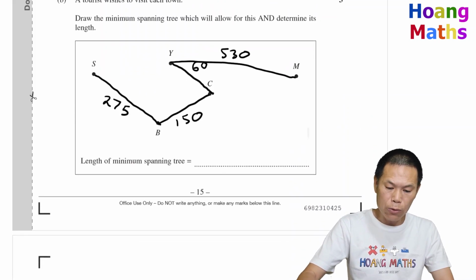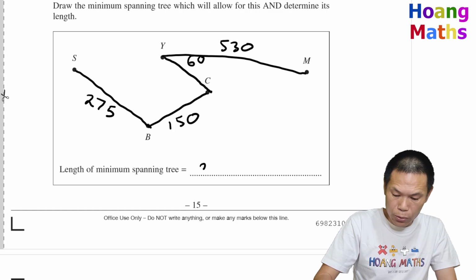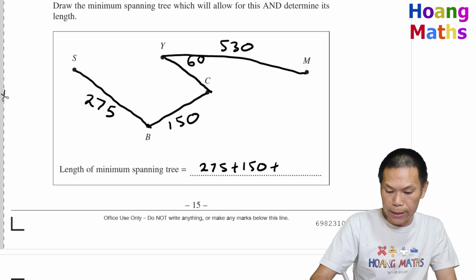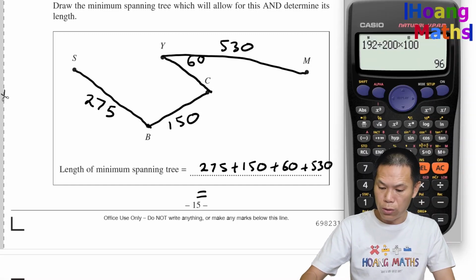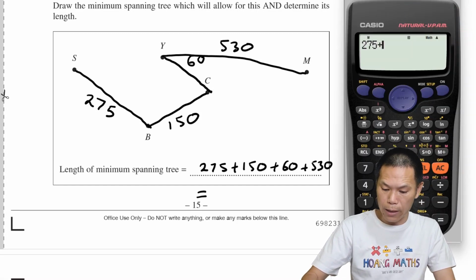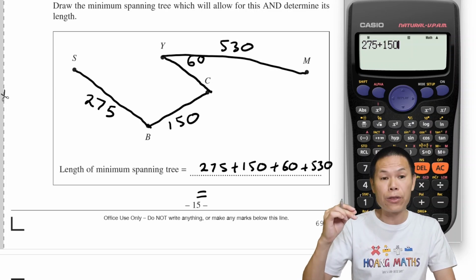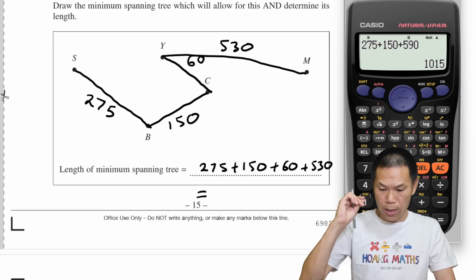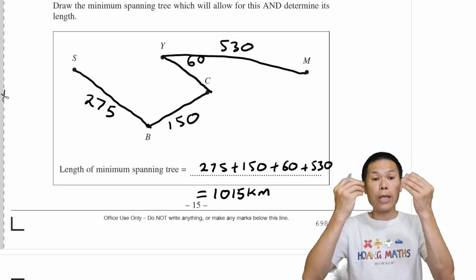So now to work out the distance, we just add them up. So that is 275, we add 150, we add 60, we add 530. So I just go 275 plus 150, then we add 60 plus 530, so 590. So there you go, 1,015 kilometers.